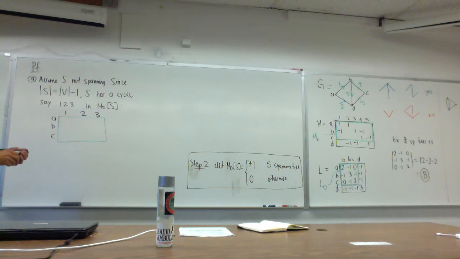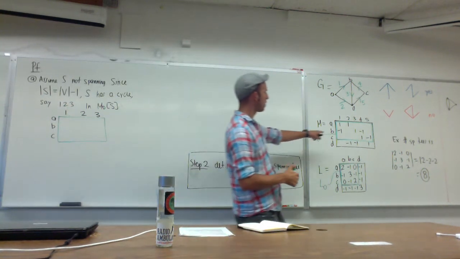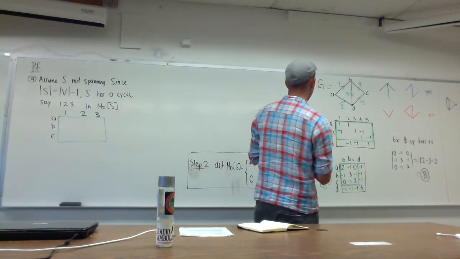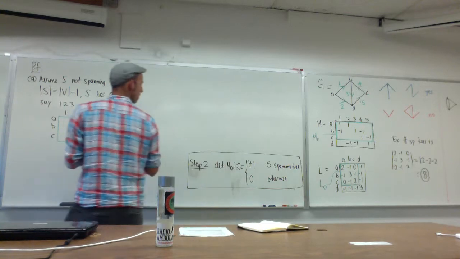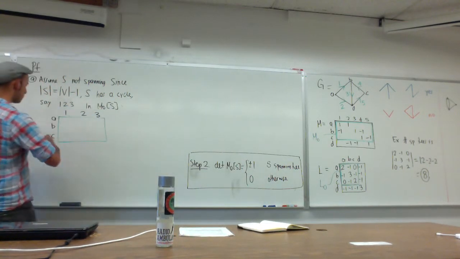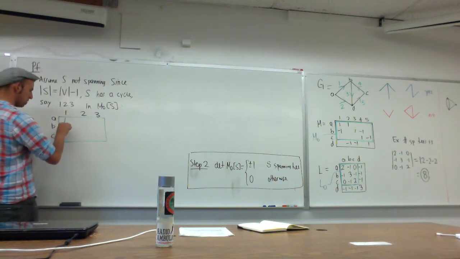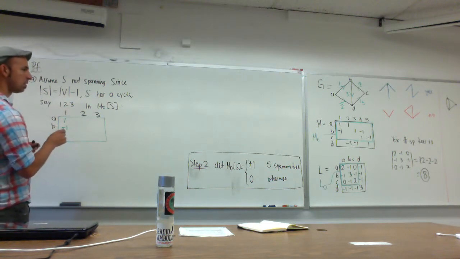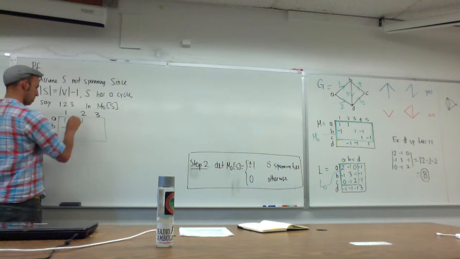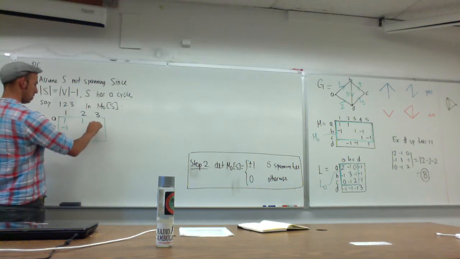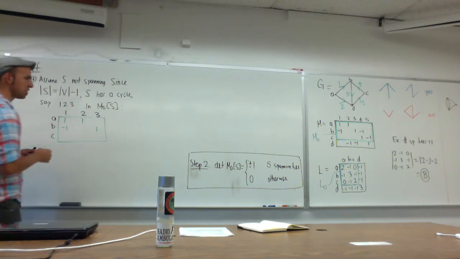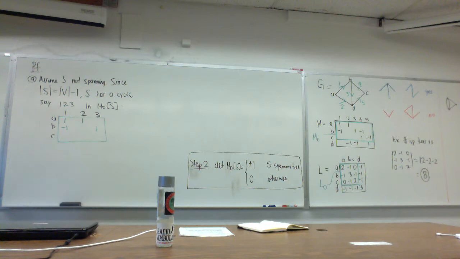So I have a cycle 1, 2, 3, right? And so if I look at columns 1, 2, and 3, that looks like 1, minus 1, 1, 1. Actually, no, it's not really any different. I think whether I chose 1, 2, 3, or 3, 4, 5, it's the same thing.